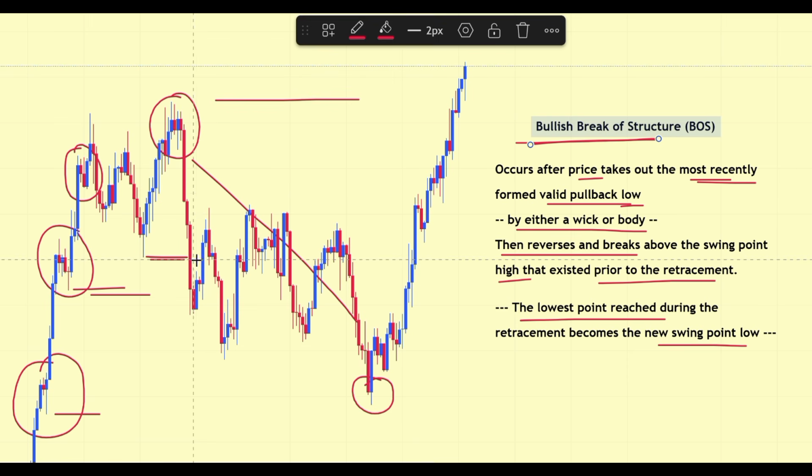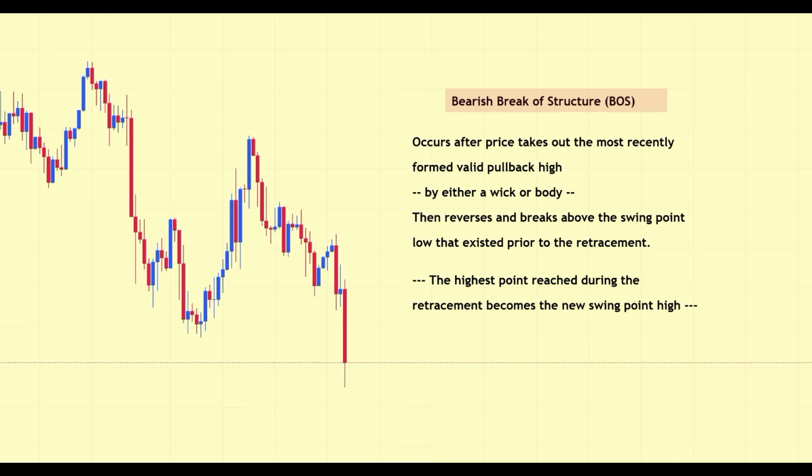After price takes out the most recently formed valid pullback low, it doesn't matter how further price continues taking more pullback lows, we are only interested with the recent one, and that's the reason why I was emphasizing here that the keyword was the most recently. And then after that, once price reverses and breaks above this high, then that's what we call a bullish break of structure. So now that we have covered a bullish scenario, let's get to the bearish scenario.